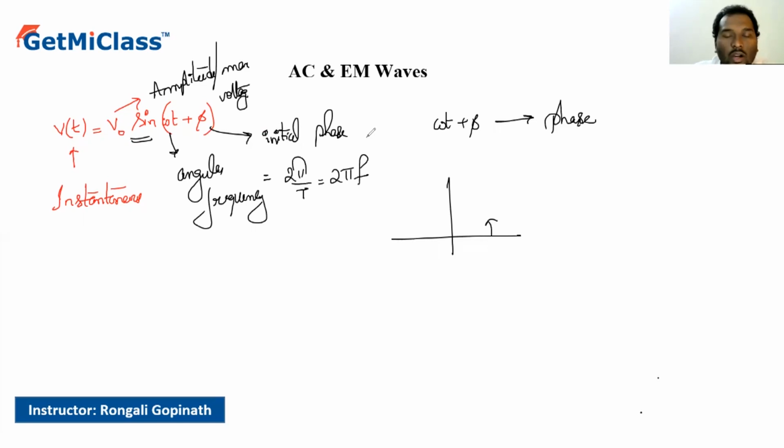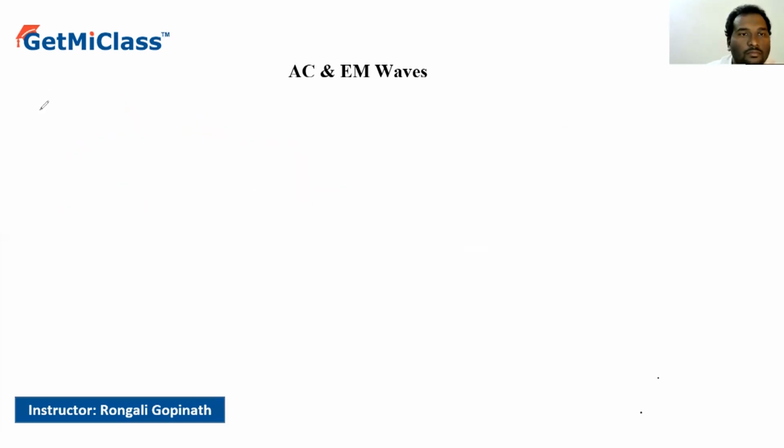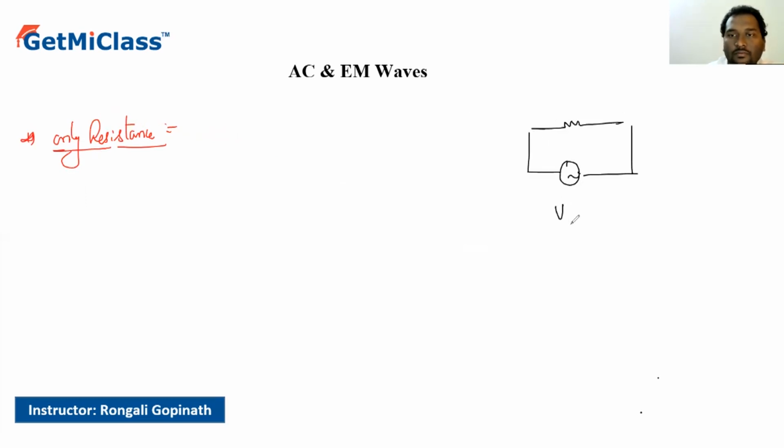Okay. Now we'll see what happens when we connect different elements in an AC circuit. Starting with, we'll see what happens when we connect just a resistor in the circuit. How is the circuit going to be? We have a resistor and an AC generator. Let's say its voltage is V naught sine of omega t. Its resistance is R.